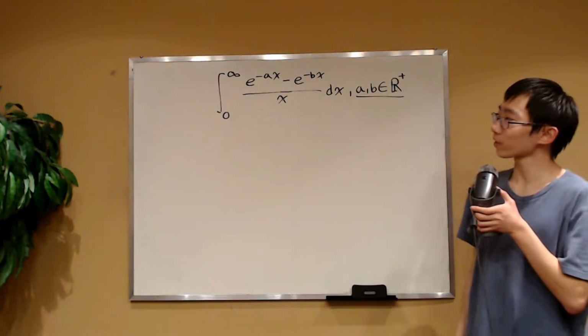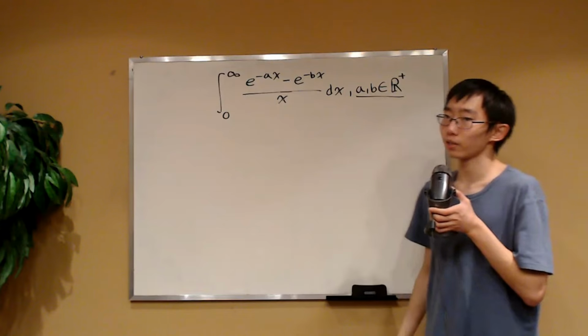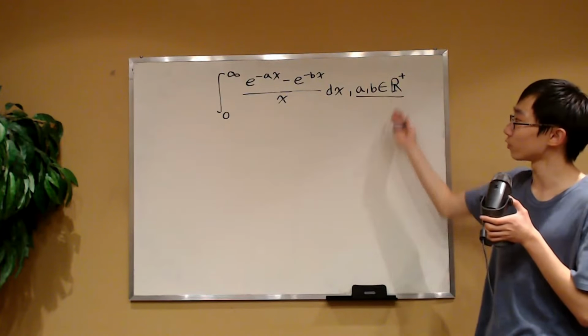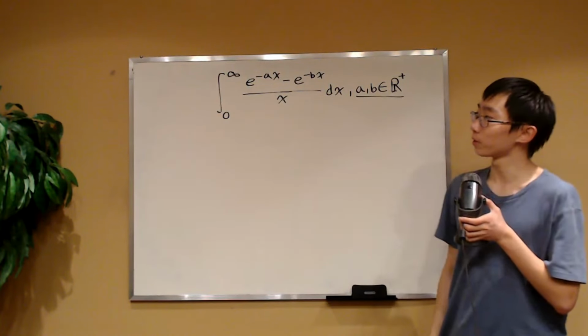Okay, so for our third example, we have this integral, and we have a and b to be fixed numbers. In particular, they are positive real numbers. So how can you compute this integral?